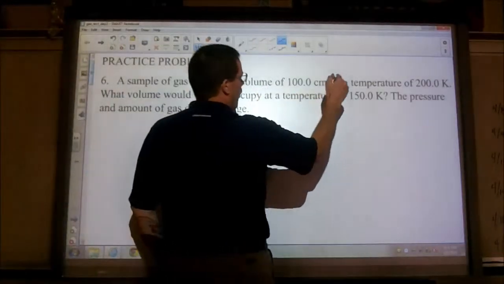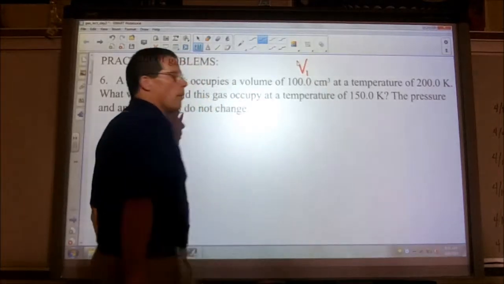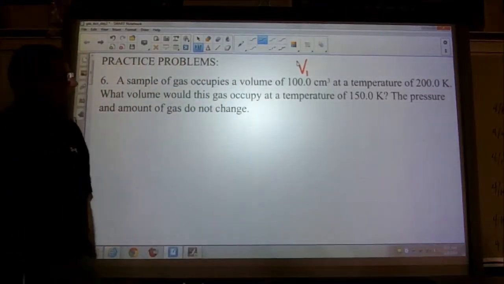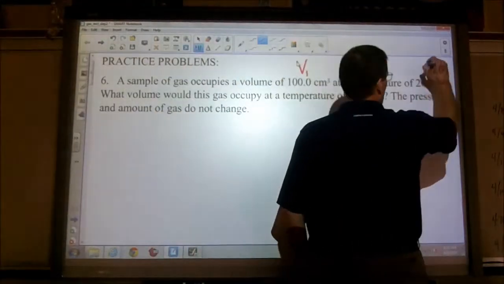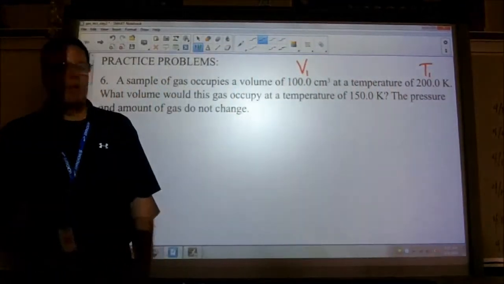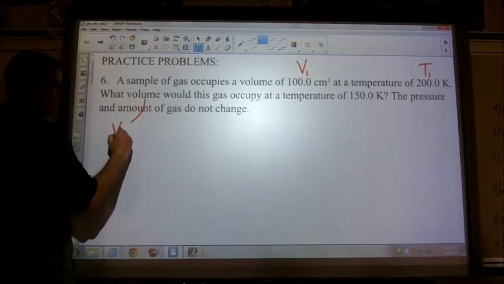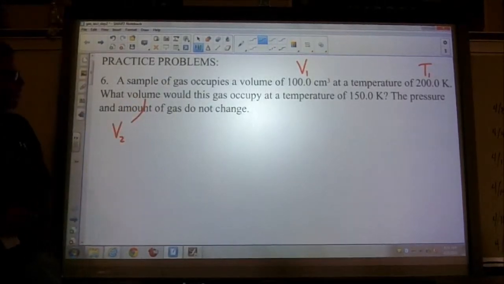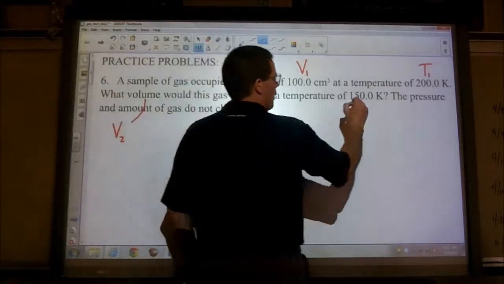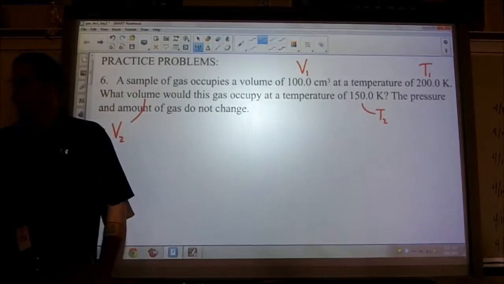It says that we have a volume of 100 centimeters cubed, so that's my initial volume. I'm going to call that V1. And it says that we're at a temperature of 200 Kelvin, so I'm going to call that my initial temperature, T1. It also asks, what is the volume of this gas if the temperature went to 150? So you're always going to have a before and after situation.